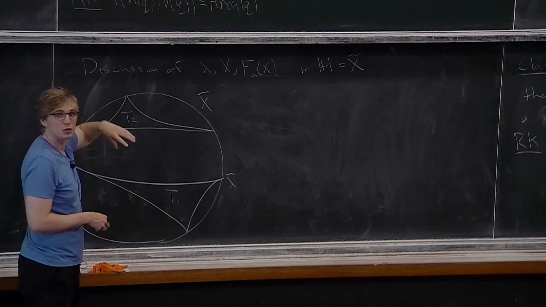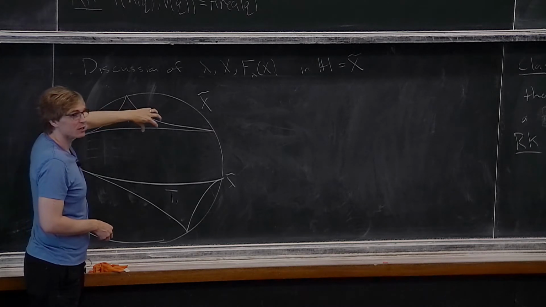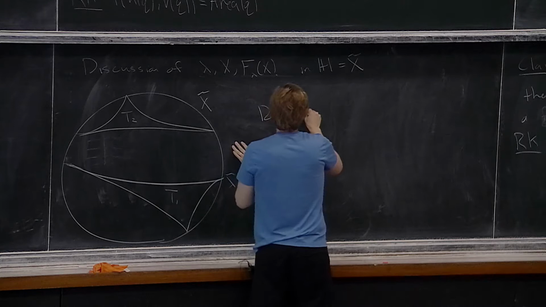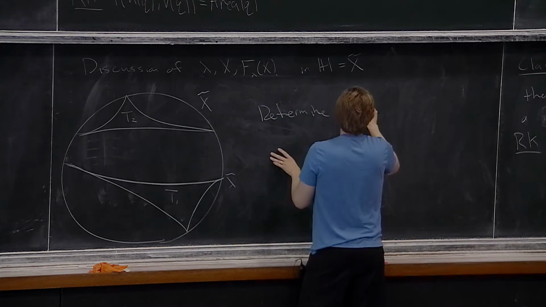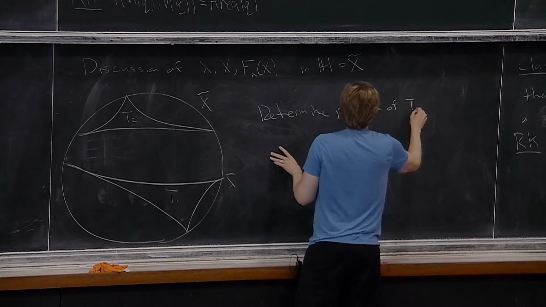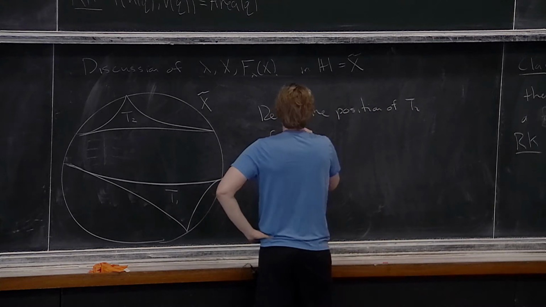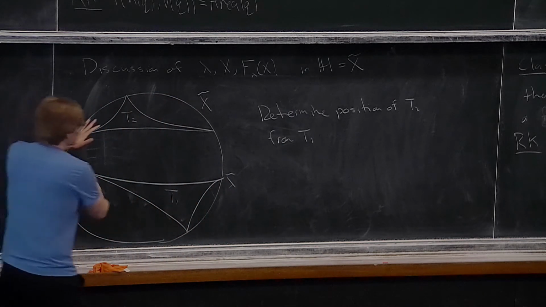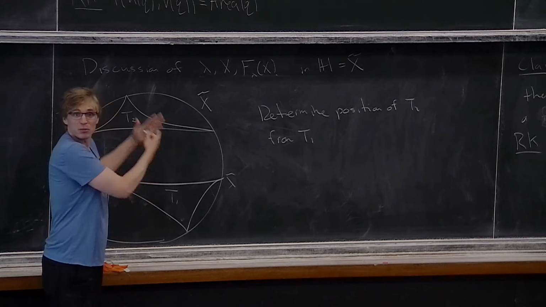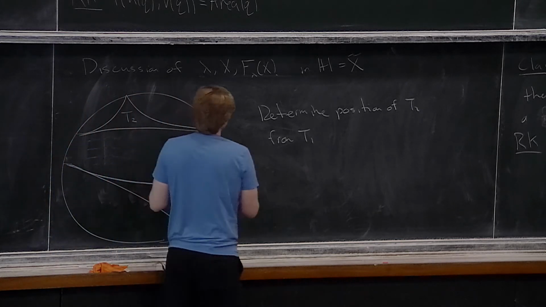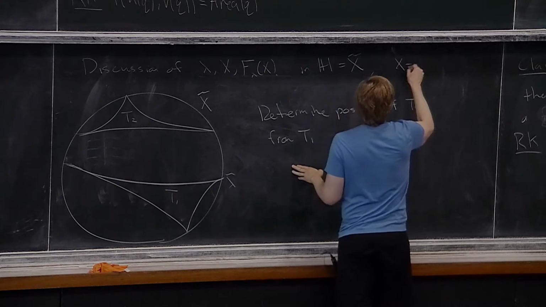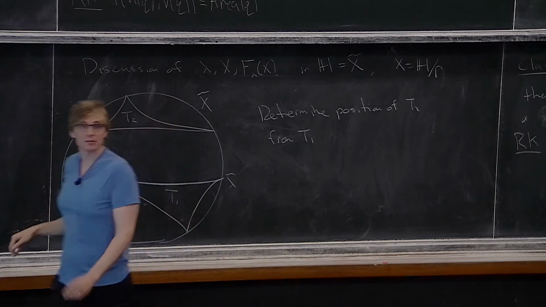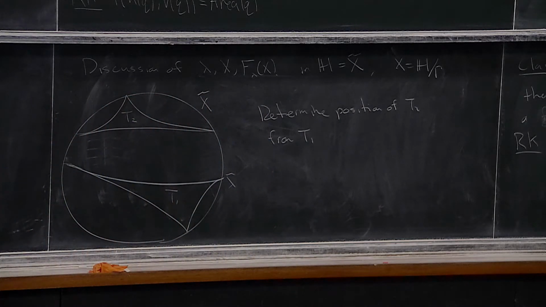So I'll teach you how to determine the position of T2 from T1. The idea is if I can do that, then that lets me build up lambda tilde. Then I can build up x, which is H mod gamma, because gamma will be the stabilizer of lambda tilde, or finite index in it.